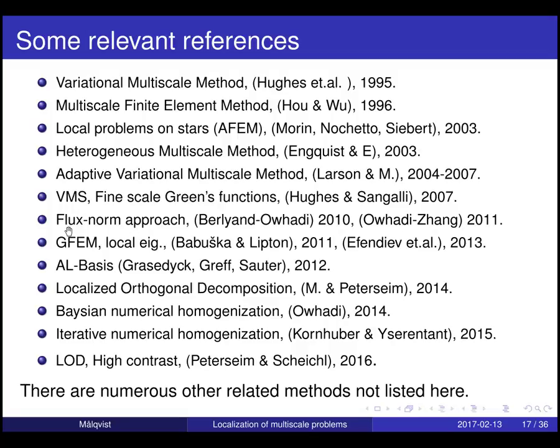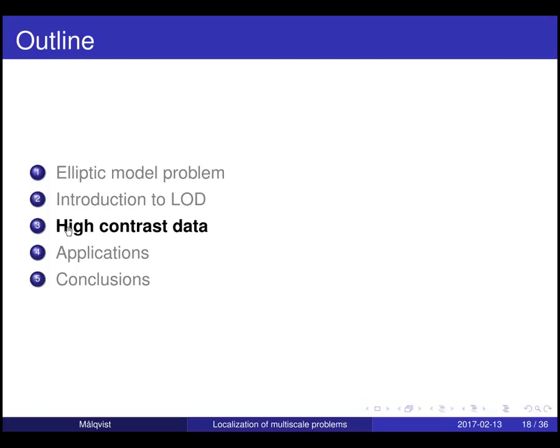Then there's been a lot of activity going on, and we have the work from 2014, which was inspired by previous works by Babuška and Lipton and this AL basis. And there is work now also on iterative numerical homogenization, which I think we will hear about in the workshop, quite recent. And then the very relevant for this talk, high contrast paper by Peterseim and Scheichl from last year, which leads into the second part of my talk. And there are a lot of other things that I don't have time to mention. It's quite a lot of work done in this area.